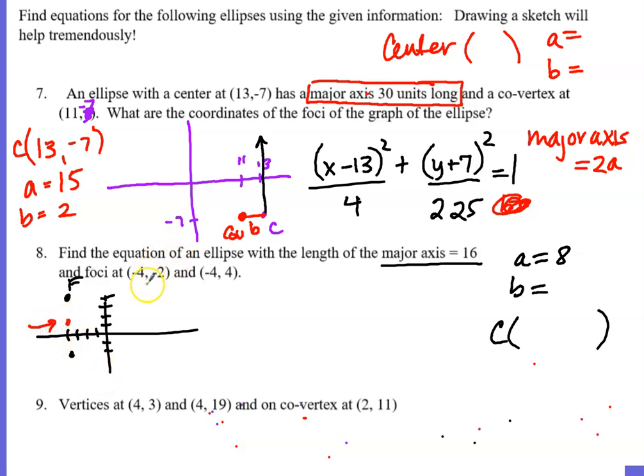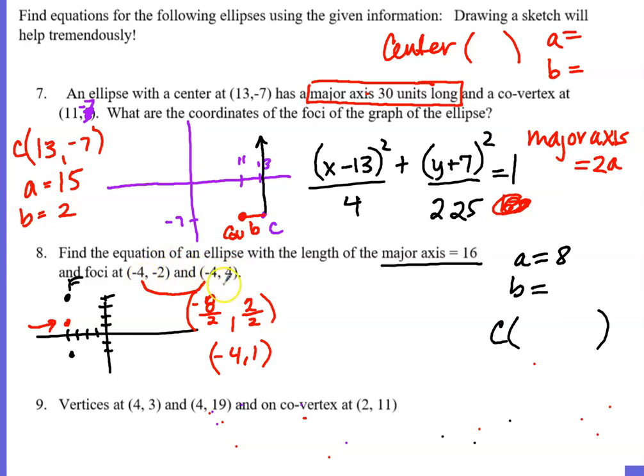So remember, midpoint is when you add and divide by 2. So -4 plus -4 is -8 divided by 2, and then -2 plus 4 is 2 divided by 2, so we end up at (-4, 1). Now let's see if that makes sense. (-4, 1), yeah, that looks perfectly halfway between. So we had to find the perfect midpoint between the two foci.